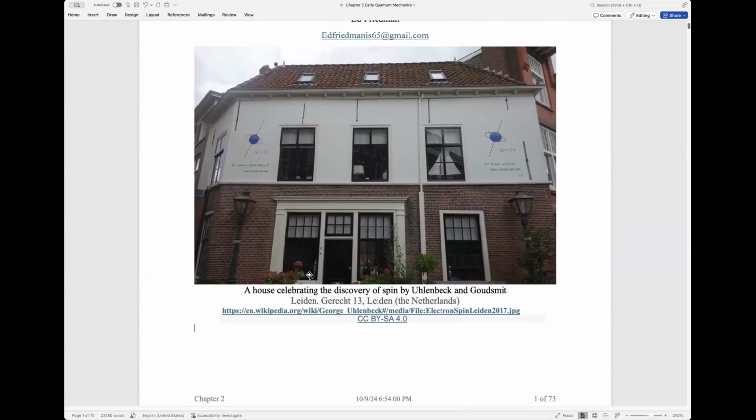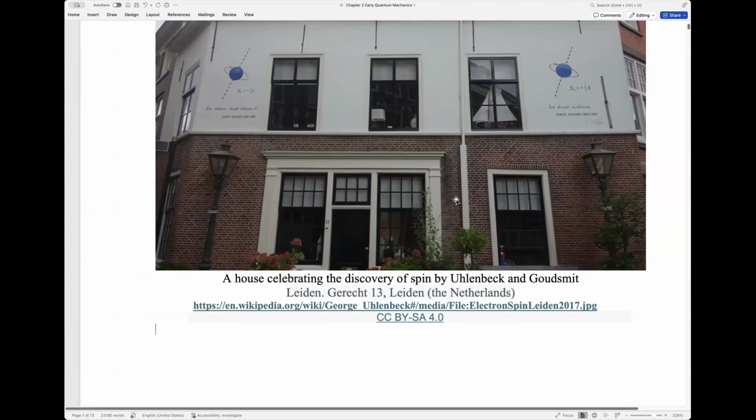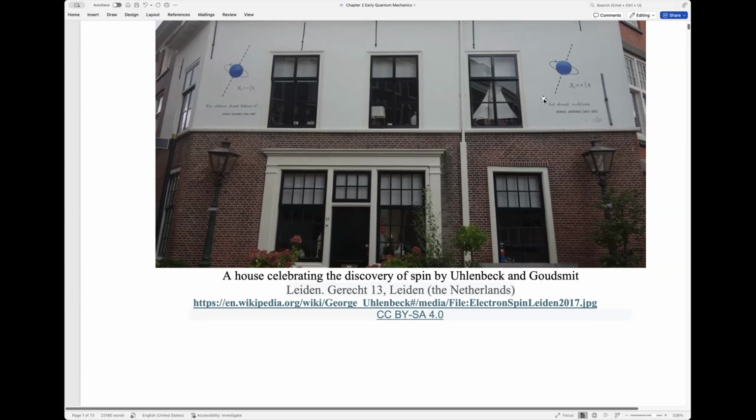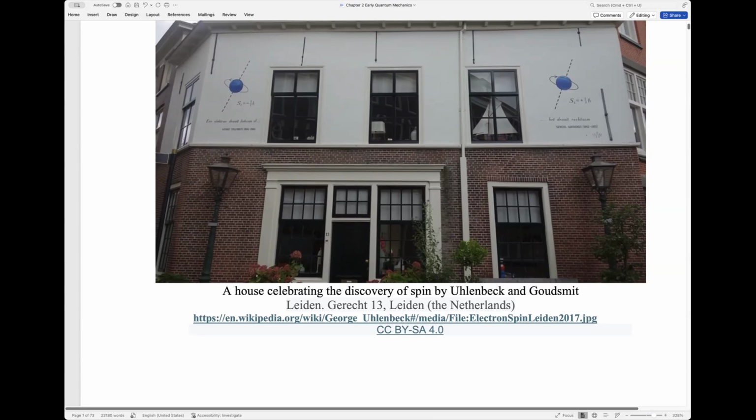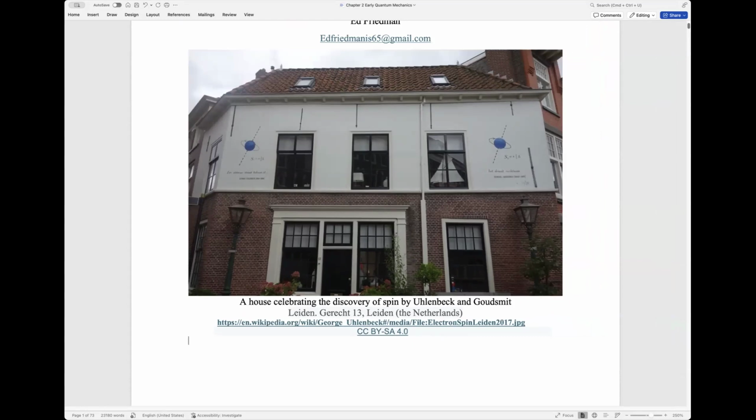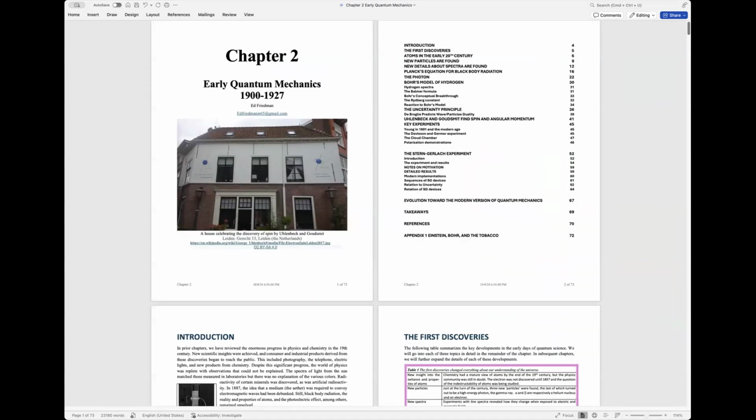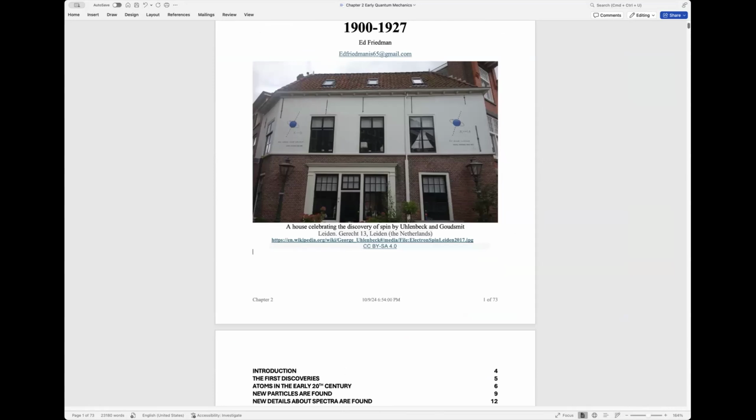This is a house in Leiden in the Netherlands. And if you look closely up in the upper floors, I'll tell you what that means. This house is the building in which Uhlenbeck, mentioned here, and Goudsmit first conjured up the idea of spin, S-P-I-N, spin of subatomic particles and atoms themselves. It's now, I think, a private residence, but at the time it was part of the university. We will talk about this concept of spin quite a bit.